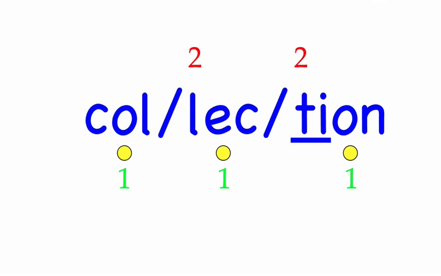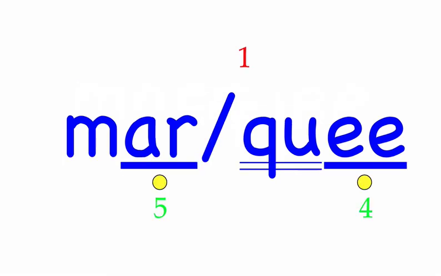Marquee, marquee. A marquee is a canopy structure generally jutting out from the entrance to a theater or hotel. Marquee. Mar has 2 sounds. M, R. Key has 2 sounds. K, E. Marquee. Mark the word. Marquee. Here, QU is representing its second sound, K. So we double underline the QU.